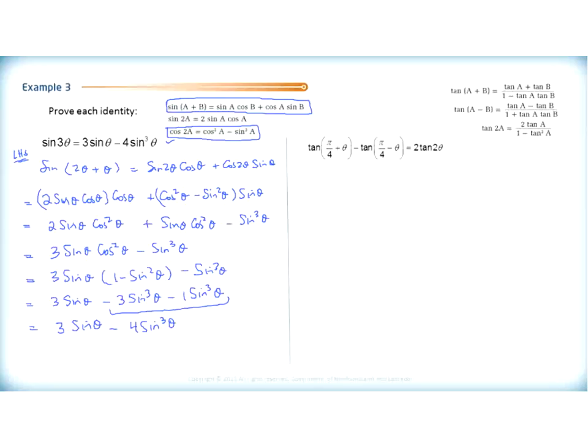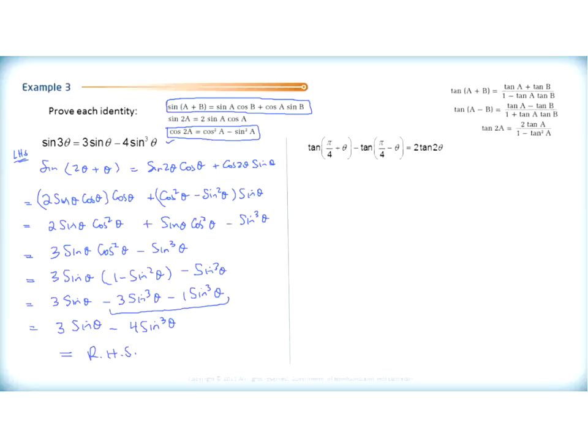They're like terms. Now if you compare this with this, you see that I now have the right side of my equation. That was a little challenging. It was a little challenging because we had to realize that cosine squared had to be replaced with 1 minus sine squared. Now let's look at the next one.